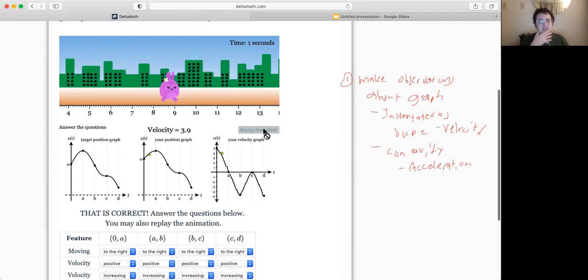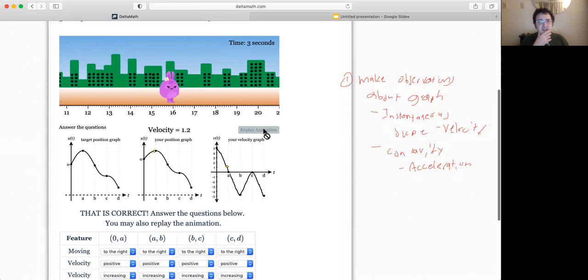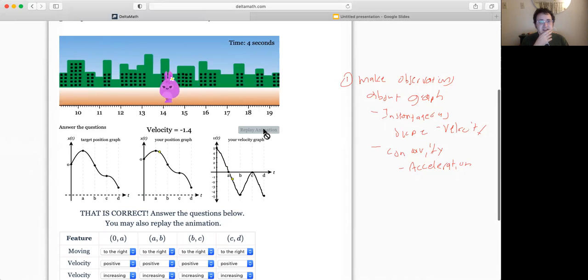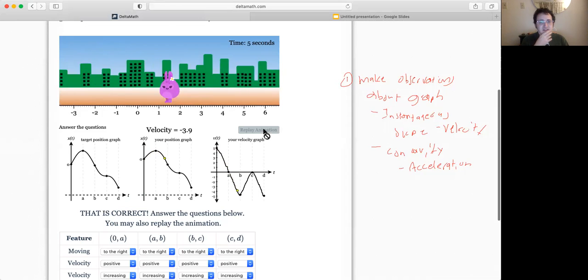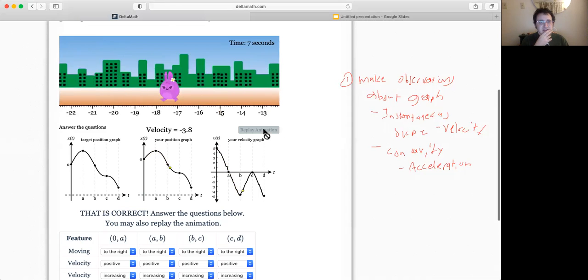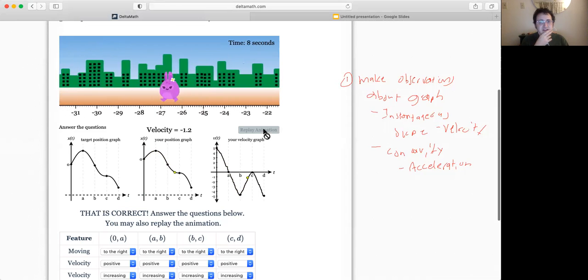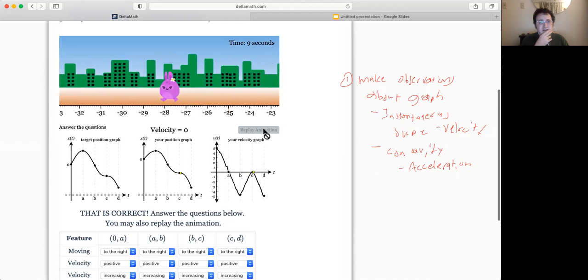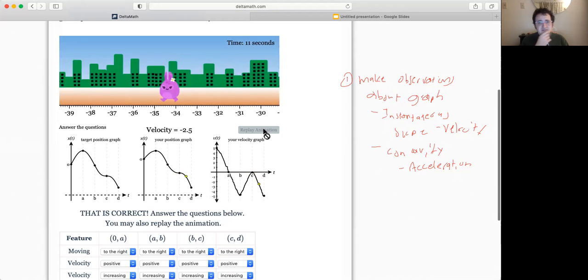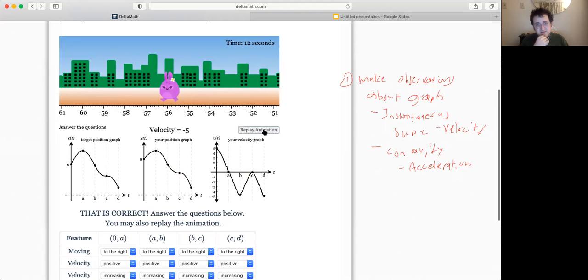So you can see how he's moving right first, and then he's going to be moving left, and then he's going to be constantly moving left eventually. So you can see that he actually is getting much farther to the left of 0.